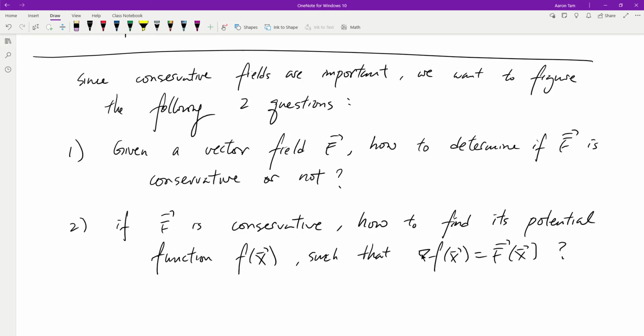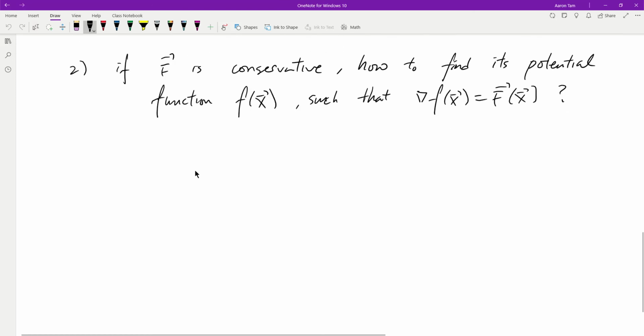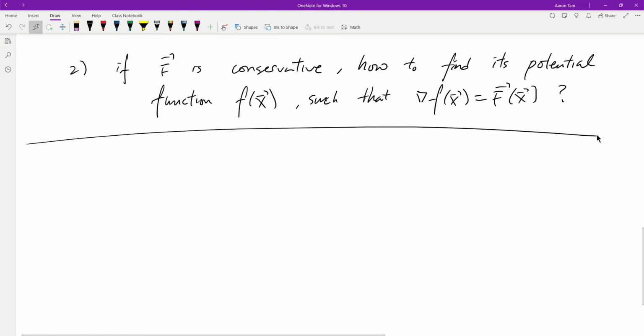Because based on the fundamental theorem of calculus, you learned that you can evaluate the line integral of a gradient field, which is basically a conservative field, by simply evaluating the potential function at the two endpoints and subtracting. So if I can find the potential function, then I can just use the fundamental theorem of calculus to calculate the line integral. Then I don't even have to deal with the line integral at all. So let's tackle these two questions one at a time. Let's start with the first question: how to identify a conservative field?